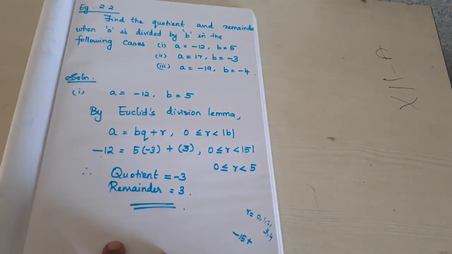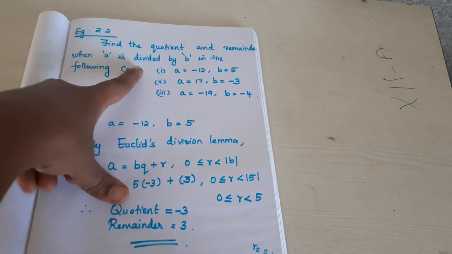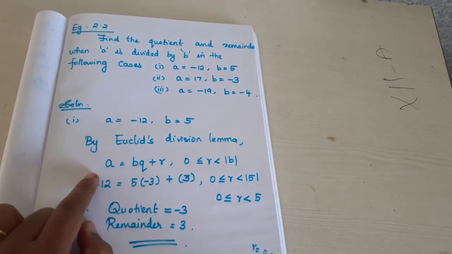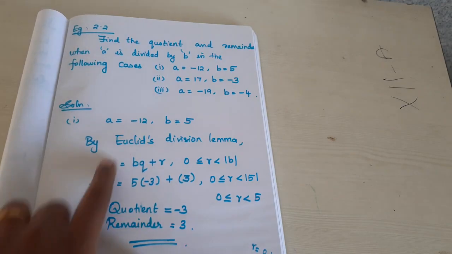This is the last question we dealt with in the last class, correct? Example 2.2, there are 3 subdivisions, only 1 subdivision we completed. Shall we see the remaining problems? Okay, let's recall the first problem one more time.